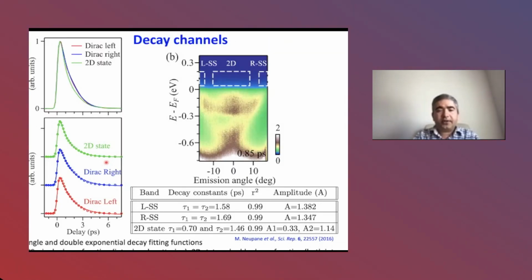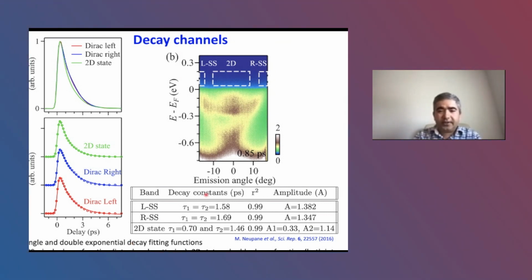Okay, so then what we did is we tried to fit this surface state and 2D state. We found that this 2D state is well fitted if you use a double exponential decay fitting function. But the Dirac right and Dirac left fitted well with a single exponential decay function.